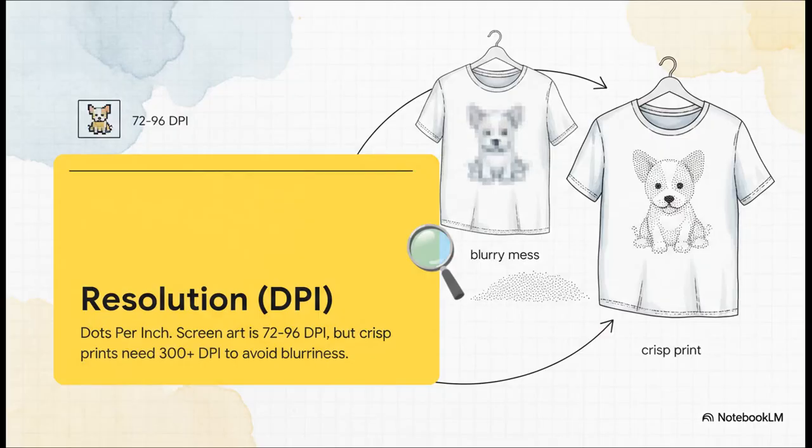Let's get into the nitty-gritty, starting with resolution, or DPI. That stands for dots per inch. Think of it like the number of tiny little dots that make up your image. For a website or an Instagram post, 72 to 96 DPI is totally fine. But when you try to blow that same image up to fit on a shirt, you're just stretching those few dots out and you get a blurry, pixelated mess. For a really sharp print, you need at least 300 DPI. That's kind of the magic number.